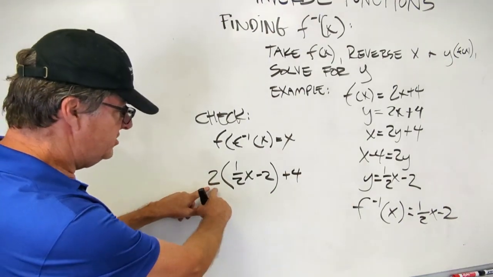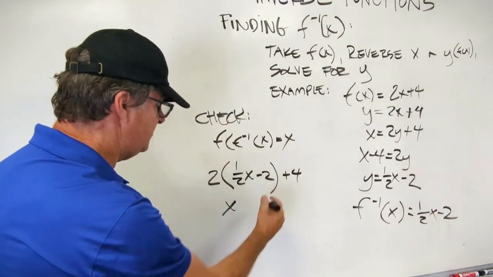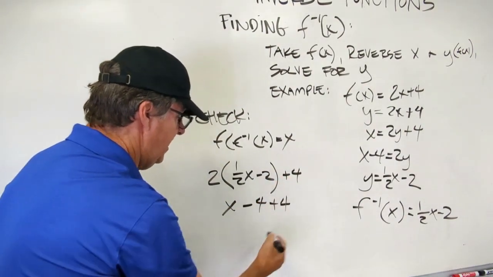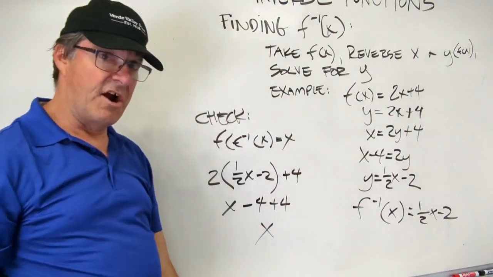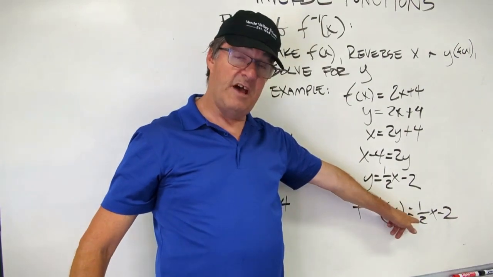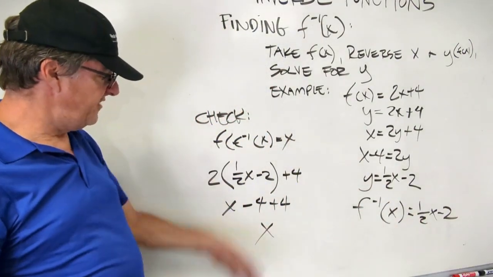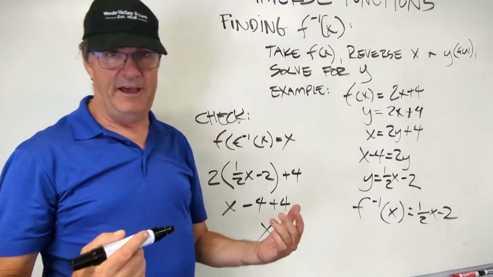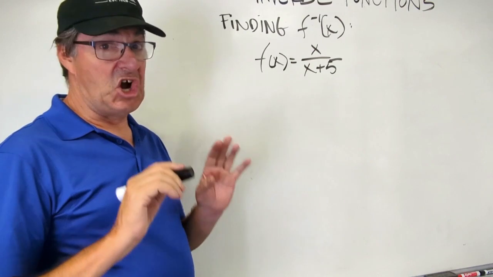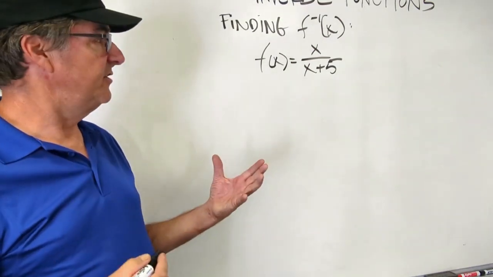So check this out. 2 times 1/2 is x. 2 times negative 2 is minus 4. This 4 just comes down, and guess what? We got our x. So this confirmed that we did the right thing when we found f inverse of x, because we just showed that f of f inverse of x does indeed equal x. I'm not going to lie, the algebra is going to get complex on some of these problems. So let's take a look at one of those.